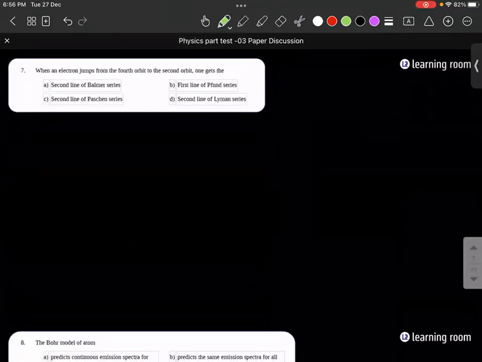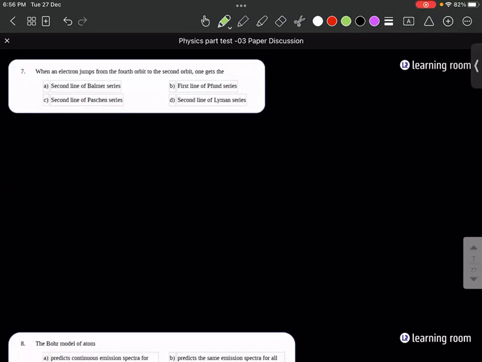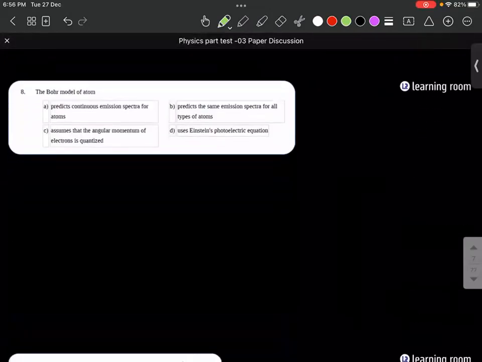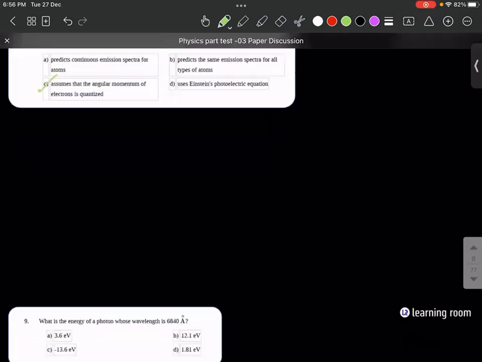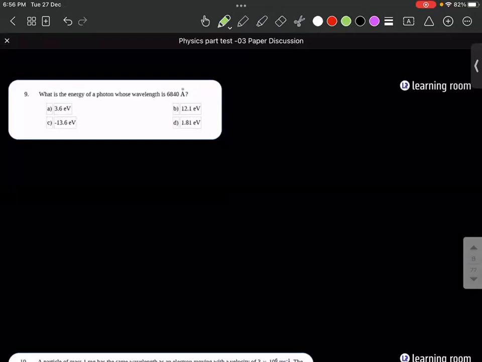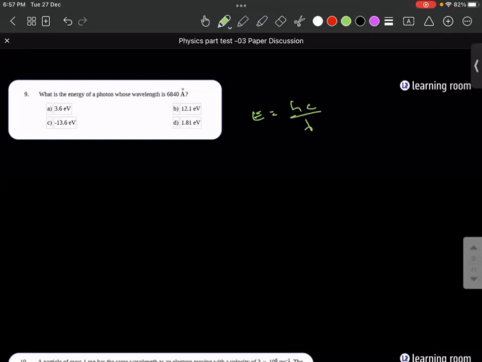When electron jumps from the fourth orbit to the second orbit, what do you get? You get the second line of Balmer series. N is equal to 2, 2. Sorry, N2 is equal to 4 and N1 is equal to 2. The Bohr model of an atom assumes that the angular momentum of the electrons is quantized. What is the energy of photon whose wavelength is 6840 angstrom? So E is equal to hc divided by lambda, right? So how much will be the answer?